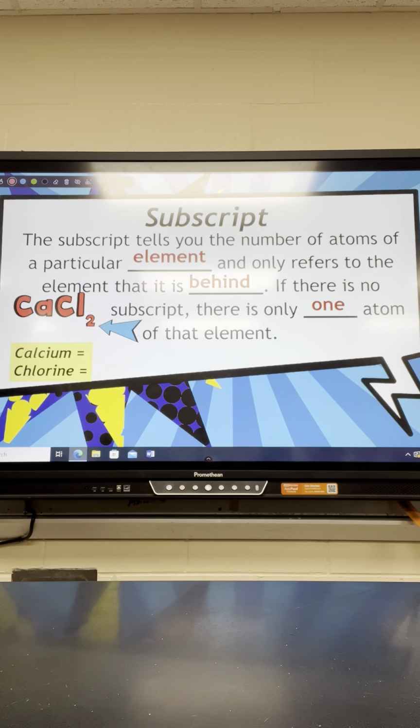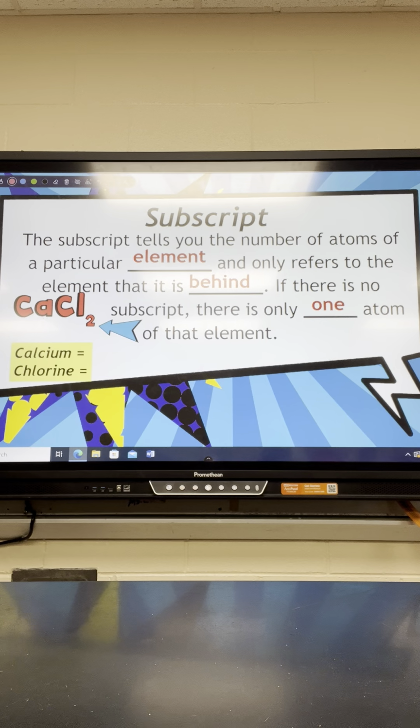Subscripts, we've talked about these. Does anyone remember what it's called when it's up top? Superscript, that's right. You've seen that in math. Here we've got them at the bottom. We're going to call that a subscript. All right, and what does that tell us? The number of atoms? That's right.